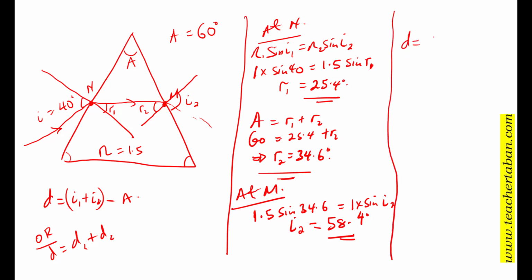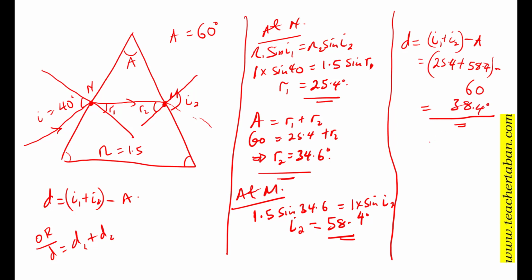So once you've got all of these, then you can say that our angle of deviation is equal to I1 plus I2 minus the A, which is equal to 25.4 plus 58.4, then minus the 60. When you simplify this, our angle of deviation is 38.4 degrees.